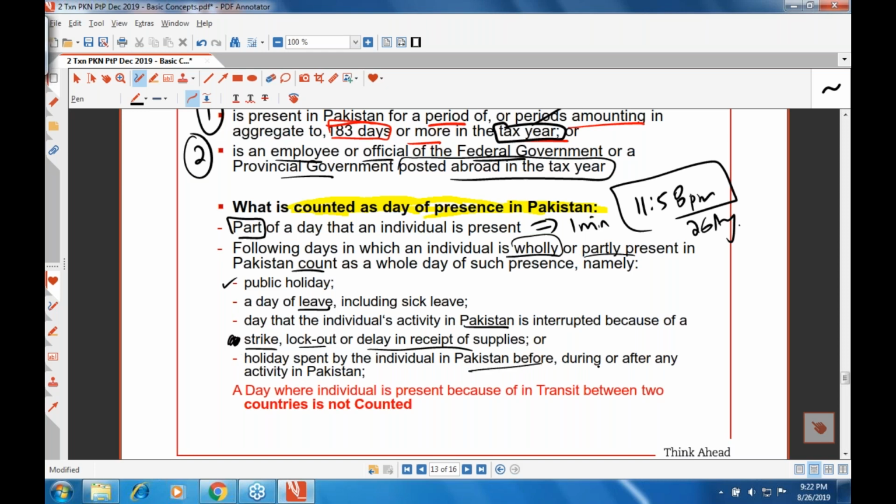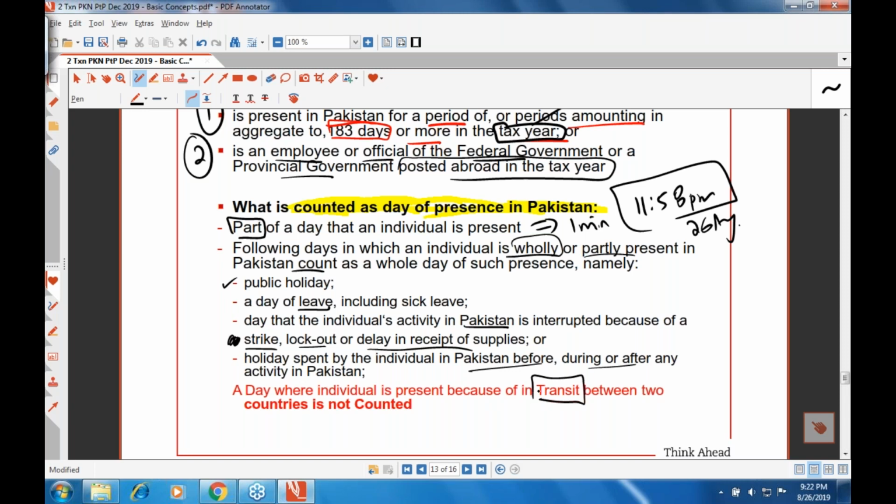Holidays spent by the individual in Pakistan before, during, or after any activity in Pakistan. So at times when we go to a country, let's say for training or for a meeting, we keep a day or two in hand, and we spend the time there in the country alongside. So a holiday spent by the individual in Pakistan before, during, or after any activity will also be counted.